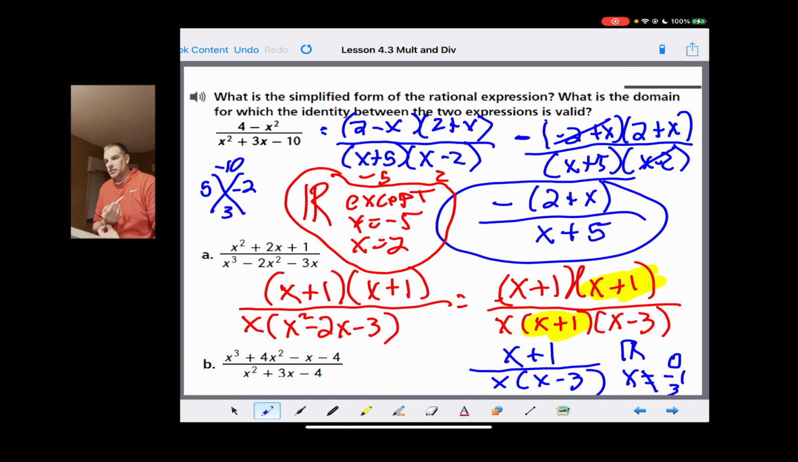Okay, so there's your solution. The solution's down here in the corner, a little bit hard to see. So finalize it, you get x plus 1 over x minus 3. And then our domain is all reals, except x cannot equal 0, negative 1, and 3. So that's kind of what we did yesterday with finding the domain and the range.